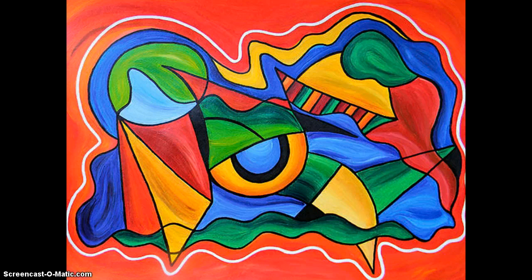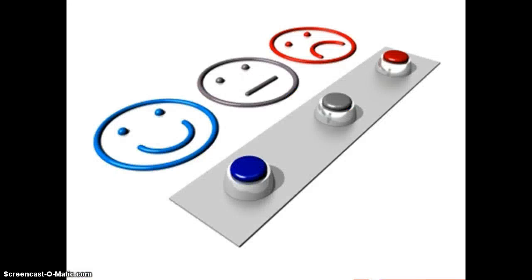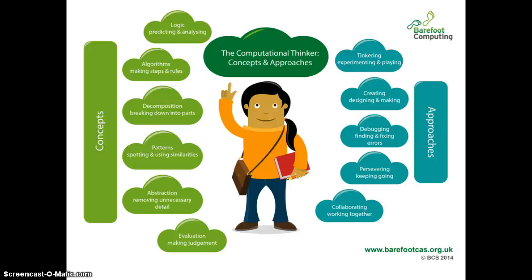Abstraction means removing any details which are unnecessary and simplifying more intricate points. Evaluation requires the child to consider what they have discovered so far and make a judgment of the overall process once they have finished. The 5 approaches for computational thinking are tinkering, creating, debugging, persevering, and collaborating.